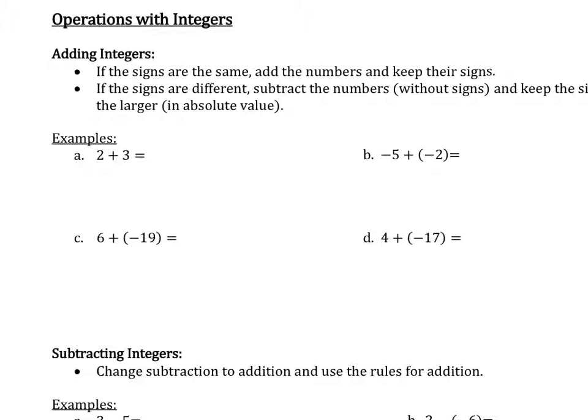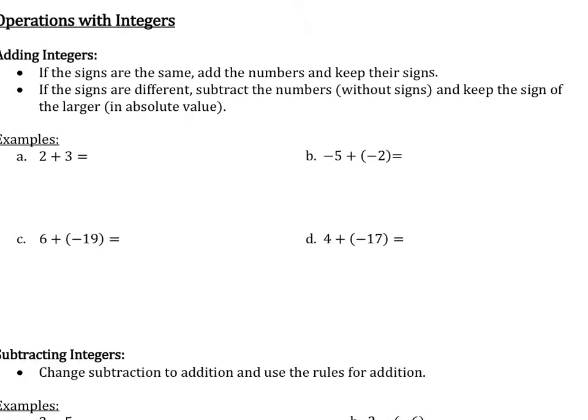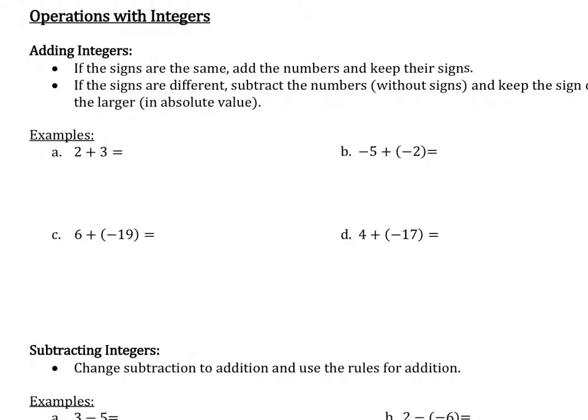In order to add integers, the first thing we need to do is check and see if both of the integers have the same signs. If the integers do have the same sign, meaning they're both positive or they're both negative, we're going to add the numbers and keep their signs. If the signs are different, then we're going to subtract the numbers, not thinking about their signs. And after we subtract the numbers, we're going to keep the sign of the larger number when you think about its absolute value. Let's look at a couple of examples.